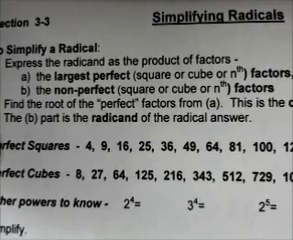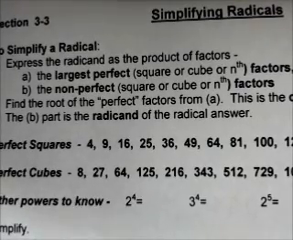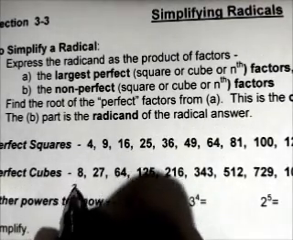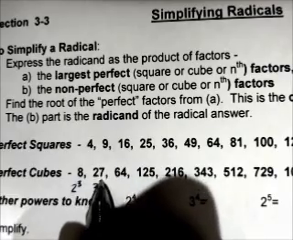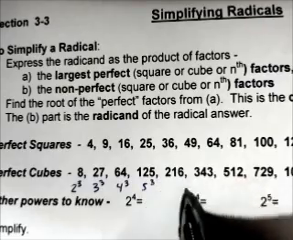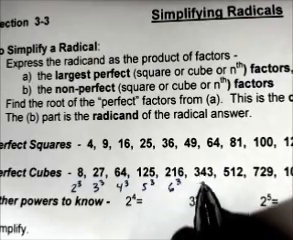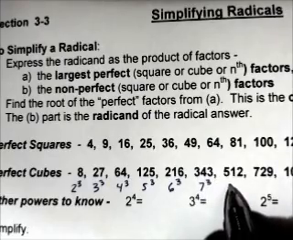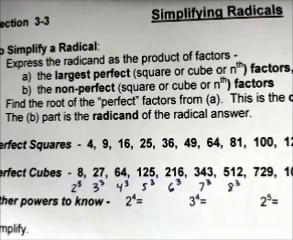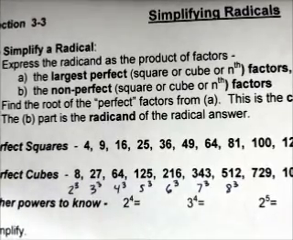You need to also know your perfect cubes. Perfect cubes are 8, 27, 64, right? 2 cubed is 8, 3 cubed is 27, 4 cubed is 64, 5 cubed is 125, 6 cubed is 216, 7 cubed is 343, 8 cubed is 512, 9 cubed is 729, and 10 cubed is 1000.